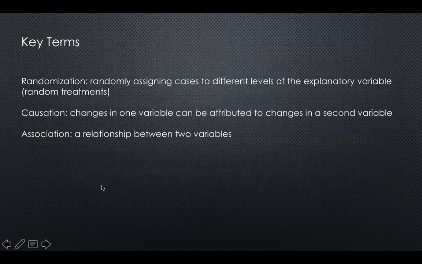So some key terms here: randomization, causation, association. Randomization randomly assigns cases to different levels of the explanatory variable. So this is very good for any study that's happening, any research study. Random treatments. Randomization makes the results more effective and accurate.